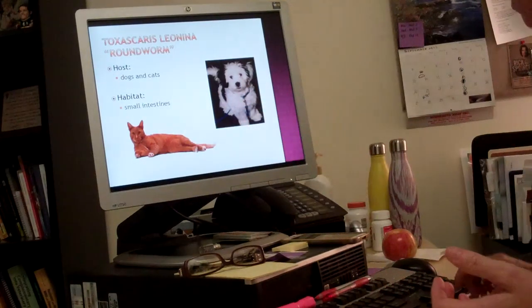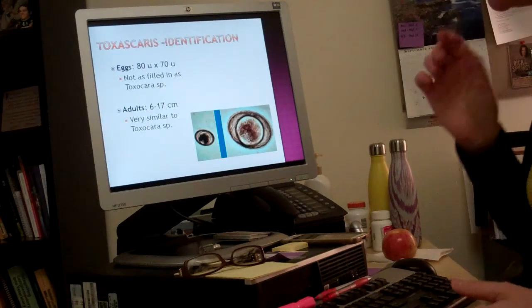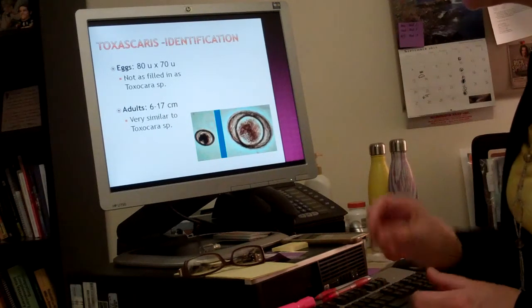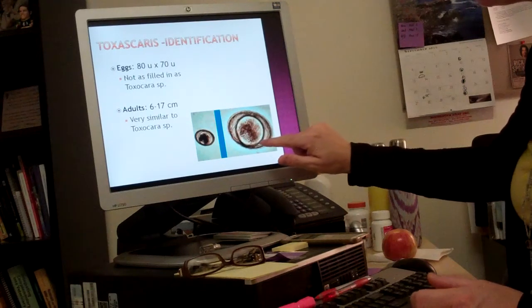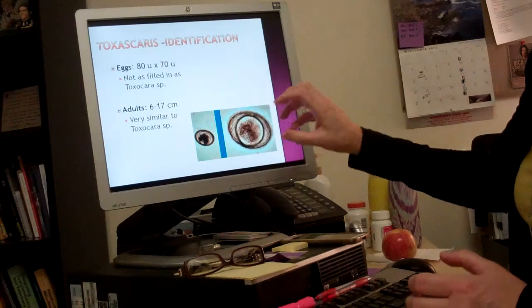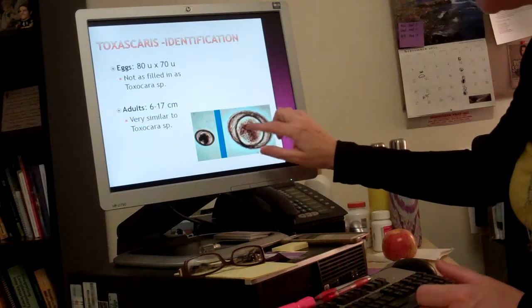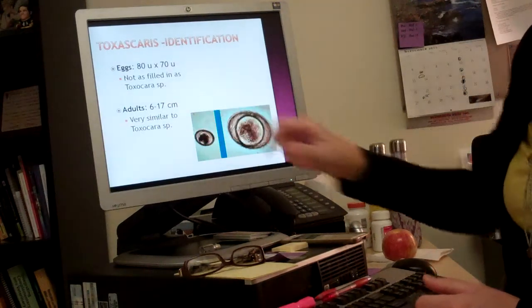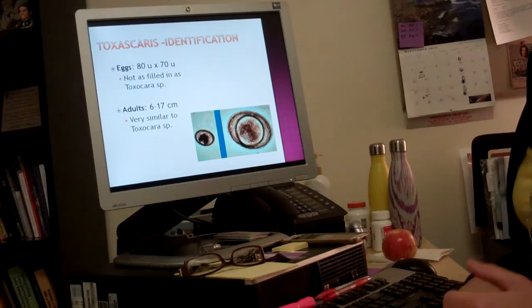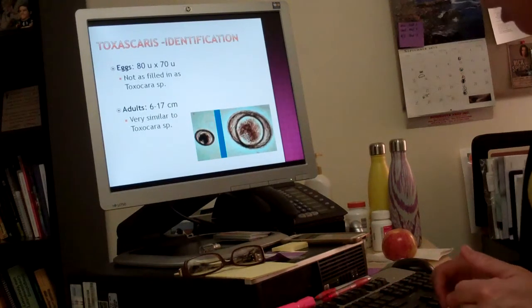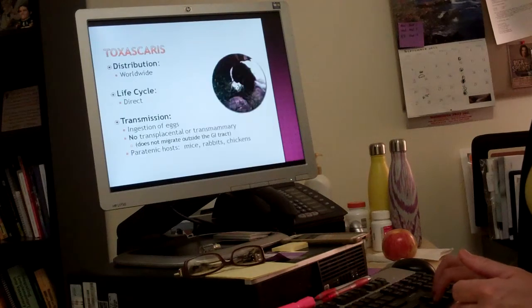All roundworms reside in the small intestine. This egg looks similar to Toxocara, but just slightly different. What is identical is the outer membrane. What is different is the inside. It's not dark brown; it's kind of lighter brown and very mottled looking. Adults look identical, so it would be impossible to determine if an adult roundworm was Toxocara or Toxascaris.